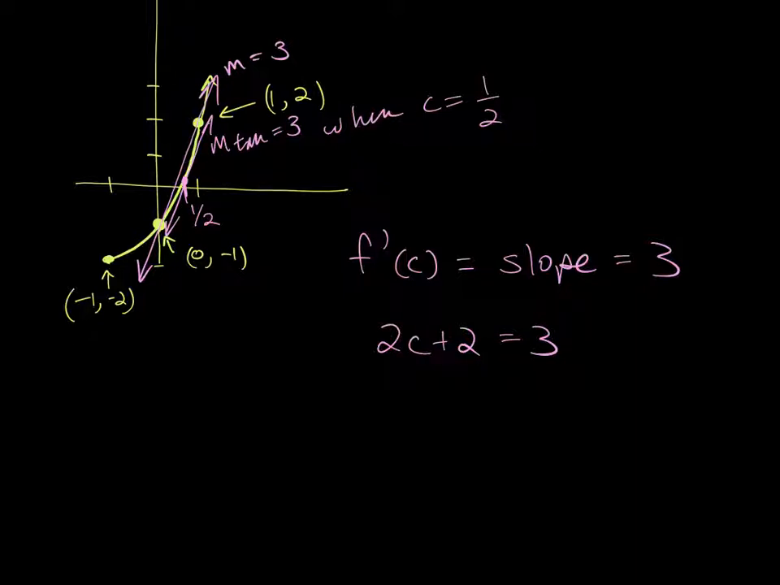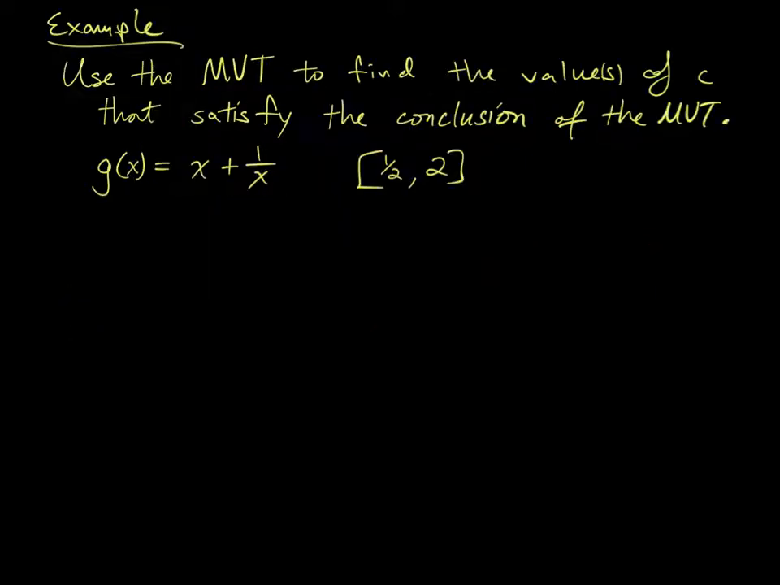On to the next example. Use the MVT to find the values of c that satisfy the conclusion of the MVT. So in this scenario, you're given the new function g of x equals x plus 1 over x on the interval 1/2 to 2.